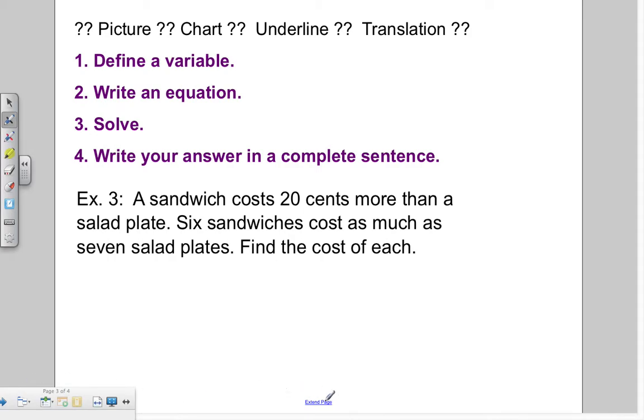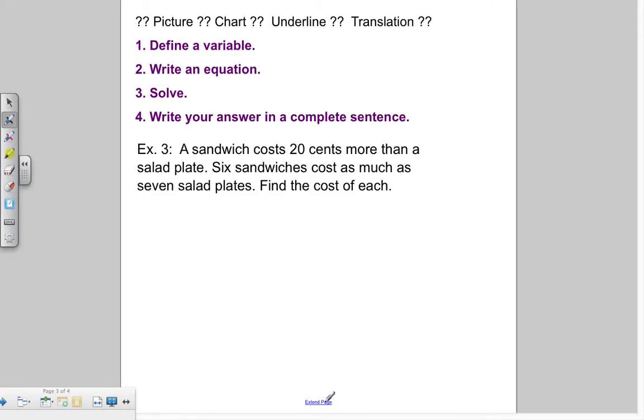Okay, here we go. Another question. Again, as we're moving up, we've got 4. So just to keep in mind here of what's going on. So let's read the example. Nothing up here has changed. Example 3. A sandwich costs 20 cents more than a salad plate. 6 sandwiches cost as much as 7 salad plates. Find the cost of each.